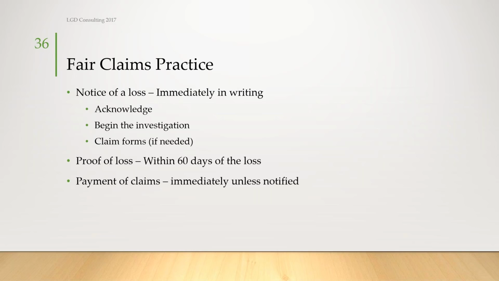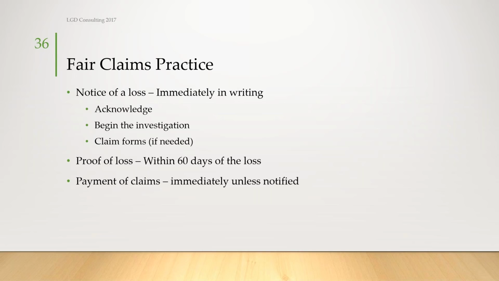The second thing, they're going to begin their investigation on the claim. Okay, send their people out, the adjusters out there, do what they got to do. And in some cases, they may give you claim forms which the client has to fill out and return to the insurance company, basically saying, this is what I suffered. This is the loss and the damages in the property that was destroyed because of this situation. So I call that your ABCs with notice of a loss, right?